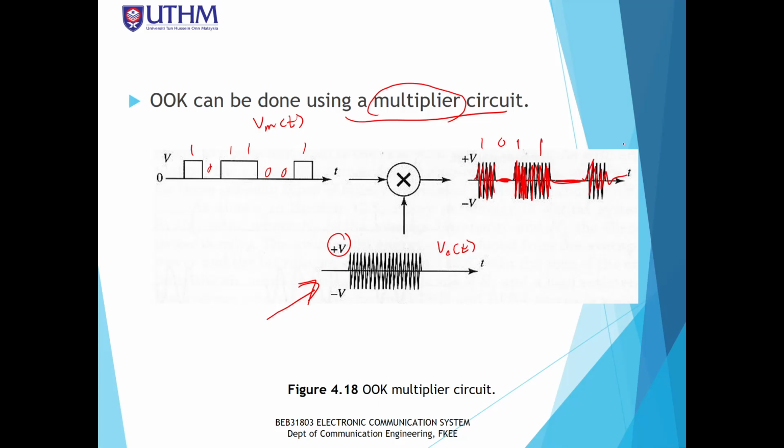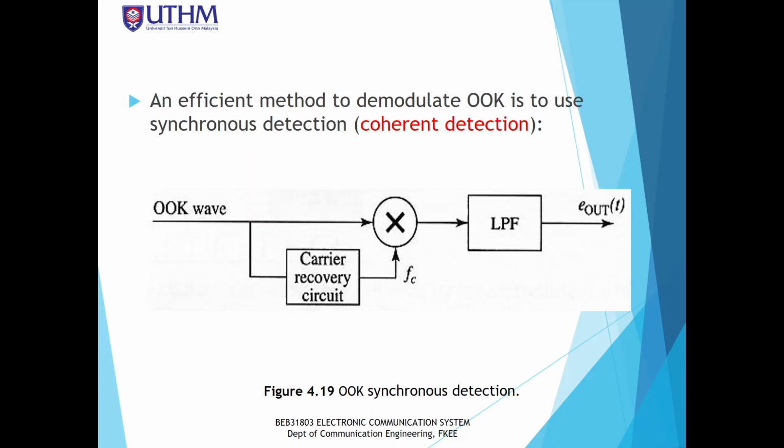Okay, so this is how we do the modulation process. We do the multiplication with the digital input data. Okay, and for the detection, we have two types of detection: coherent detection and also non-coherent detection. Coherent detection is at the receiver, where we receive an ASK signal or OOK wave.